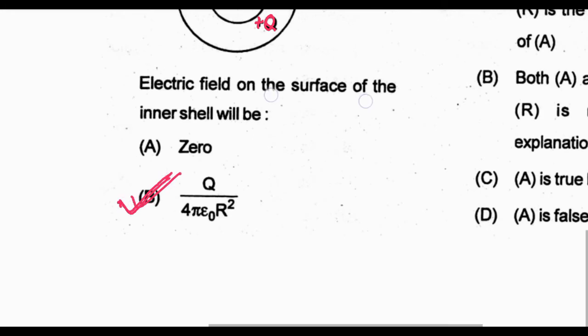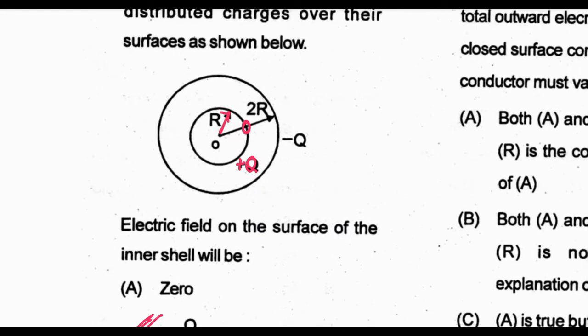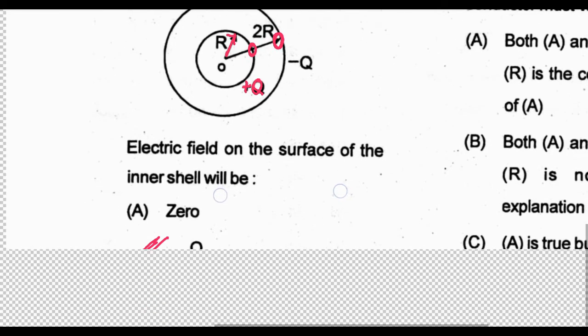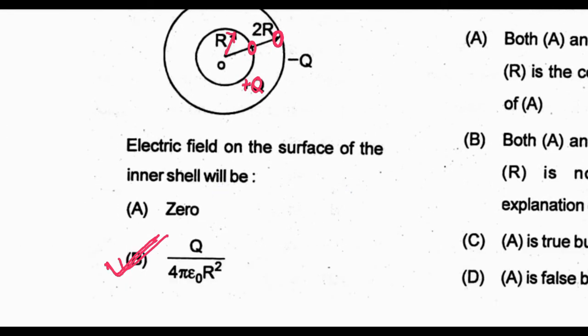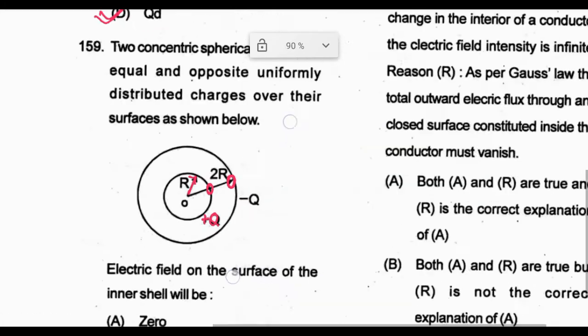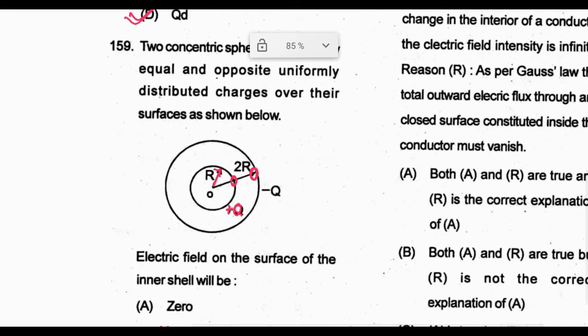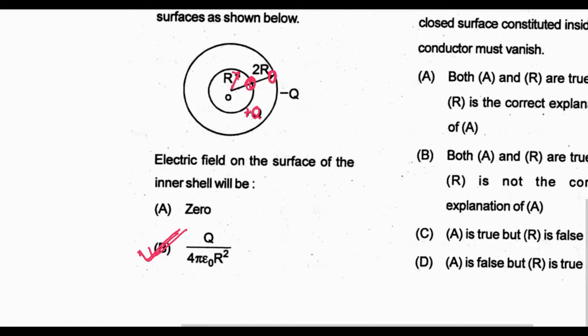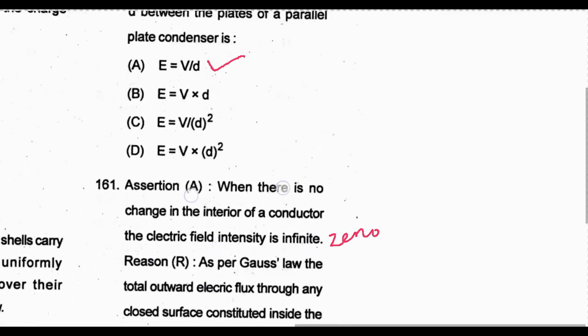If it had asked for the electric field at this point, and no outer shell is given, this will be q by 4 pi epsilon naught 2r square, and this will be q by 16 pi epsilon naught r square. This is option D. But here it is given that the inner surface means the one at r, so the answer will be this one, q by 4 pi epsilon naught r square.